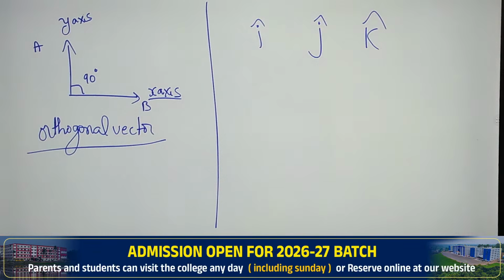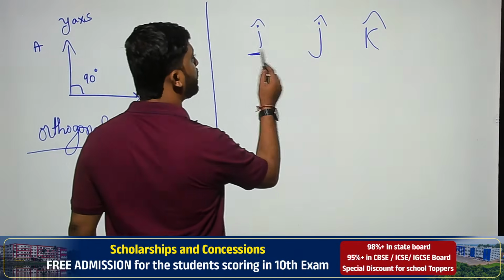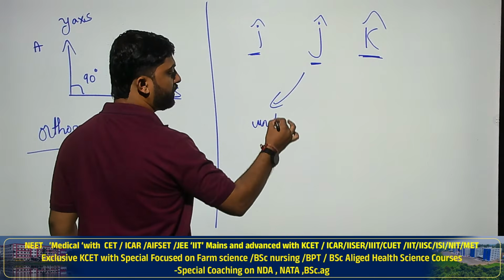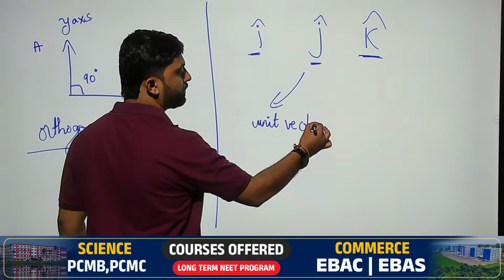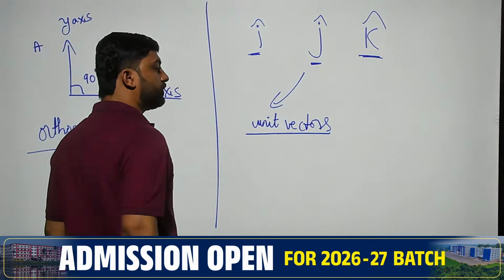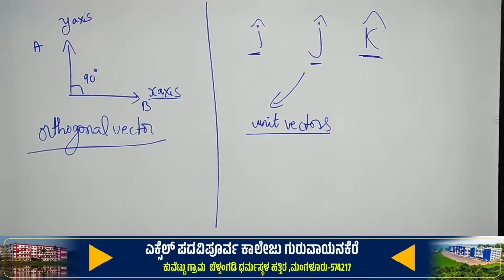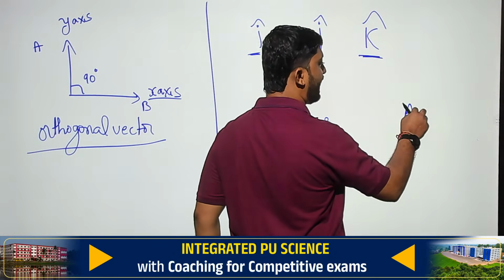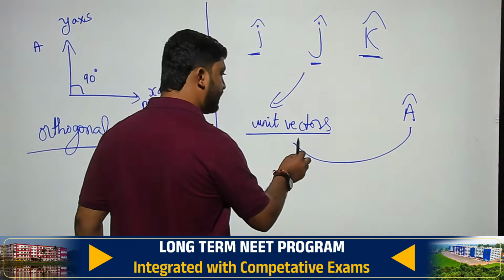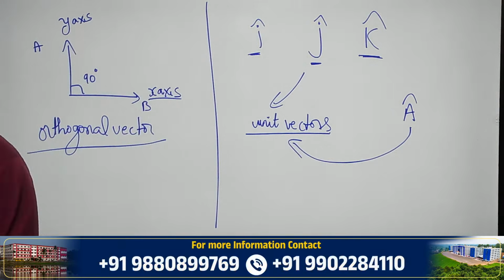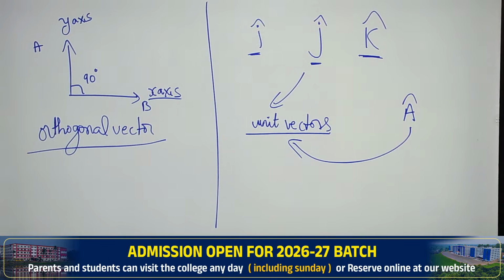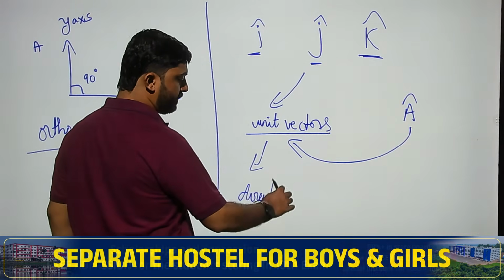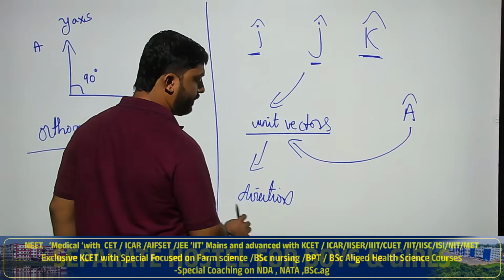Now, yesterday I wrote i cap, j cap and k cap. What are they? These are unit vectors. I cap, j cap and k cap, or if I write a cap, this represents a unit vector. Now, what is the significance of this unit vector? They indicate direction.